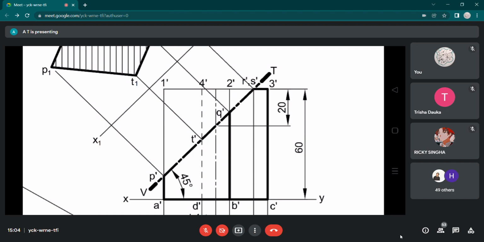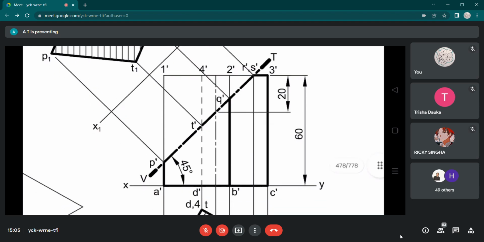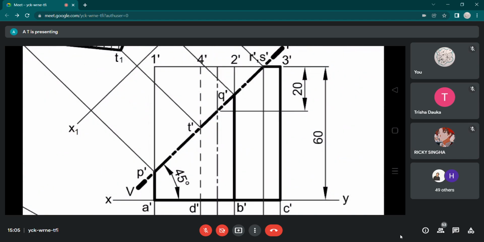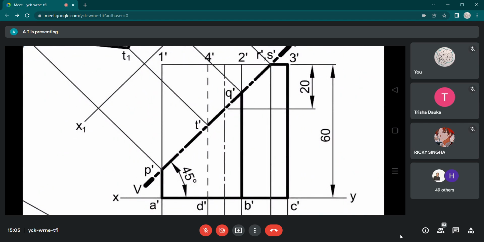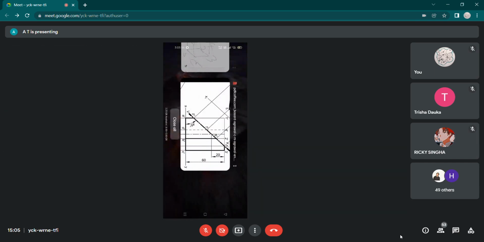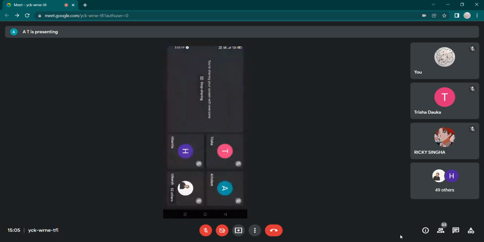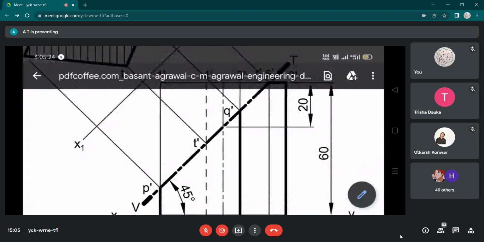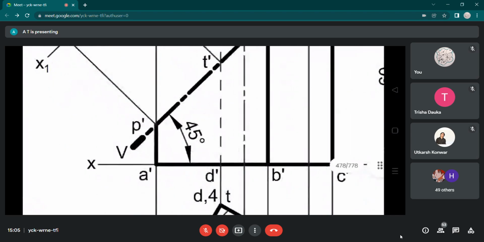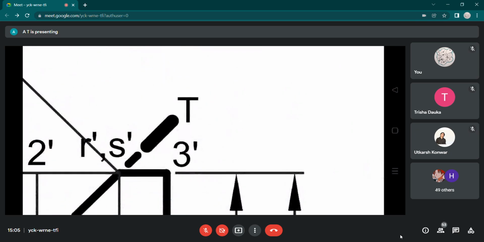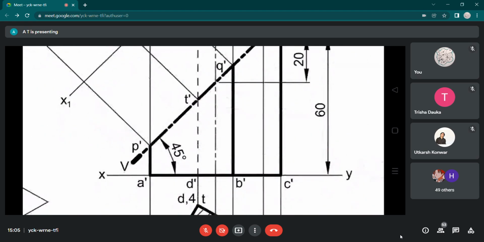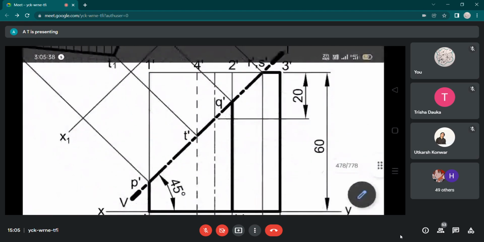At which particular point will it cut A dash 1 dash? Which point? At which particular point will this VT, I mean the vertical trace, cut the side or edge A dash 1 dash? Tell me from the figure.